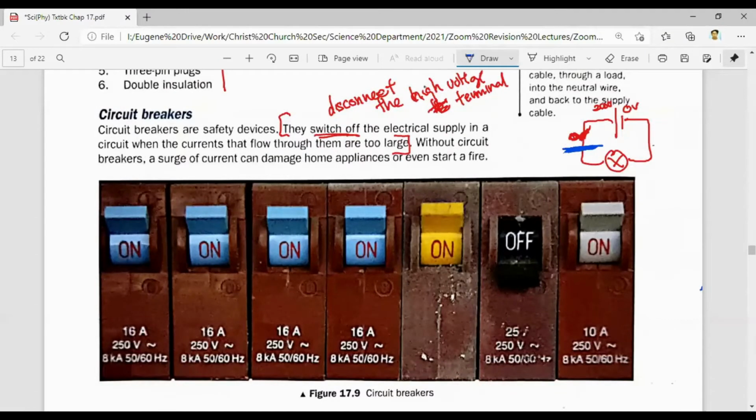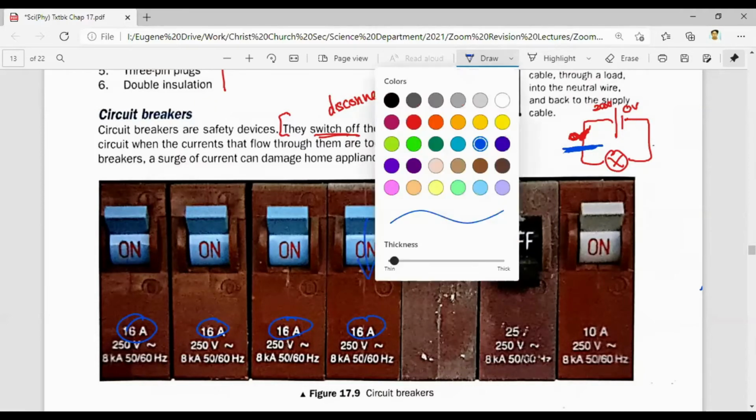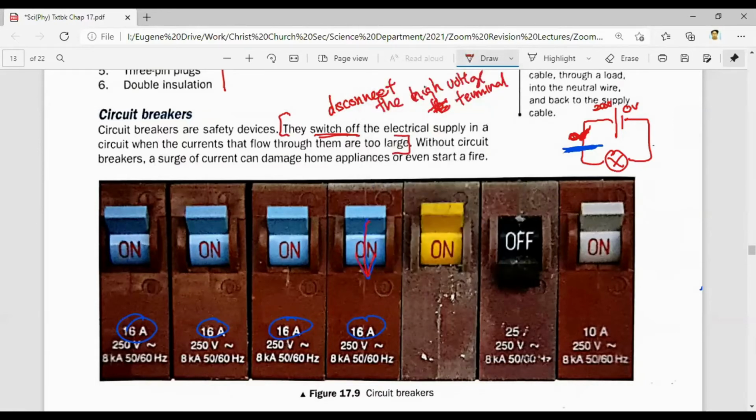For example, I want you to look at the numbers over here. Can you see 16 ampere, 16 ampere, 16 ampere, this 16 ampere? So these four terminals here will allow a maximum of 16 ampere to flow through. This thing will flip down, let me use red color, when the current exceeds 16 ampere. So once you get 16.1, this thing will flip down. 17 ampere, obviously, the thing will flip down.